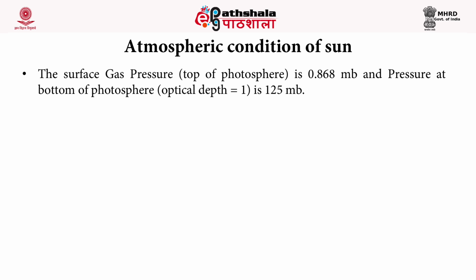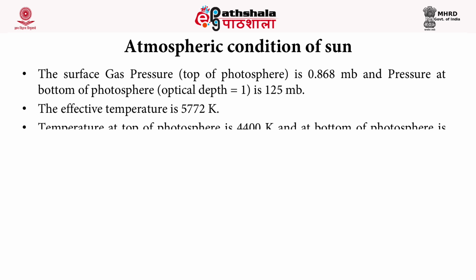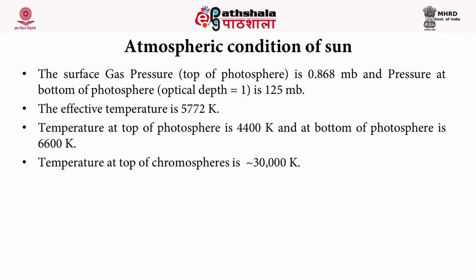As we have already told, the surface pressure is very high. Like the core, the atmospheric pressure at the top of the photosphere is 0.868 millibar, and the pressure at the bottom of the photosphere is 125 millibar. The effective temperature at this photosphere is 5772 Kelvin.